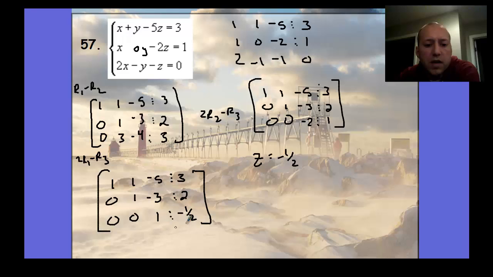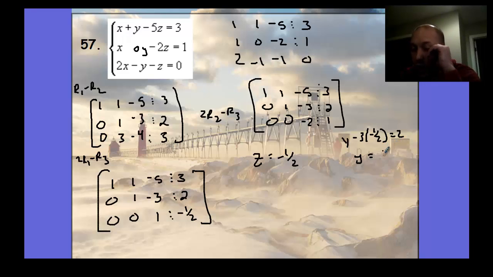So I can plug it in the second equation here. So that's the second equation would be the y minus 3 times negative 1/2 equals 2. So then I'm going to subtract that to both sides, that 3/2. So y equals 2 minus 3/2, which is 1/2 still.